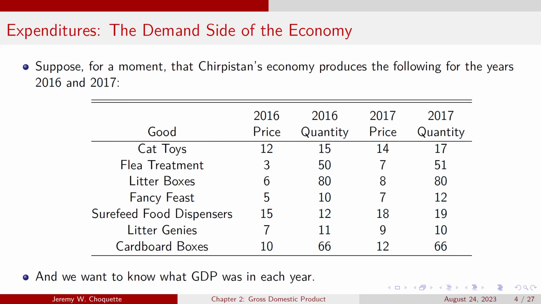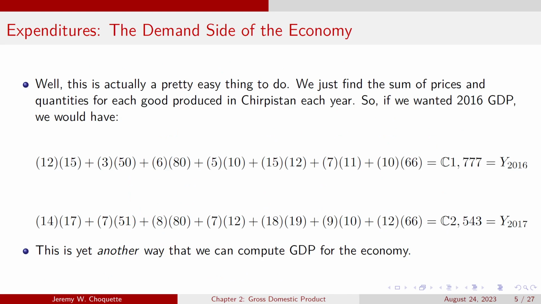And we want to know what GDP was in each year. Well, all we would do is take the quantity of, say, cat toys produced and multiply that by the price. So it would literally just be 15 times 12, and that would be the value of cat toys in 2016. What about flea treatment? Well, it would be 50 times 3. Litter boxes, 80 times 6, and so on and so forth. We work our way down.